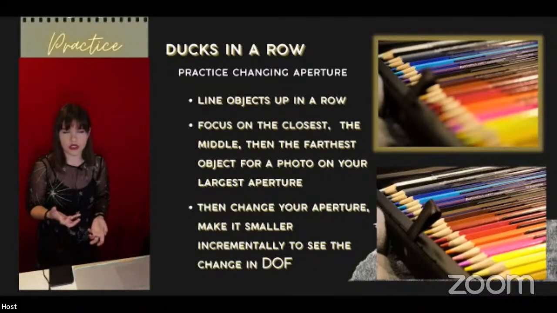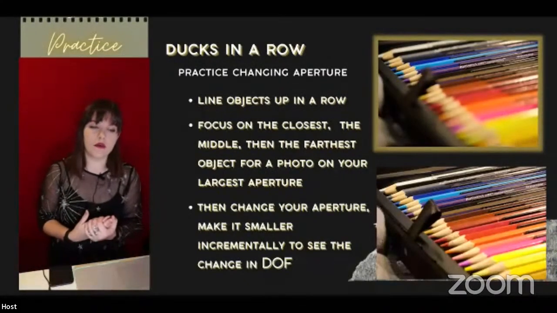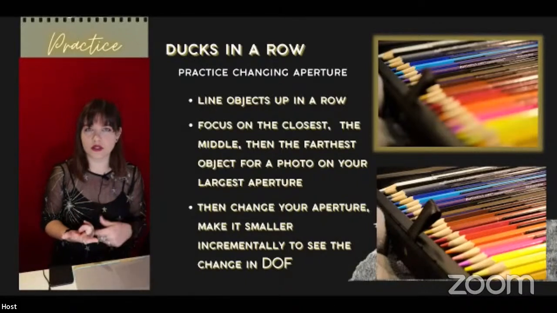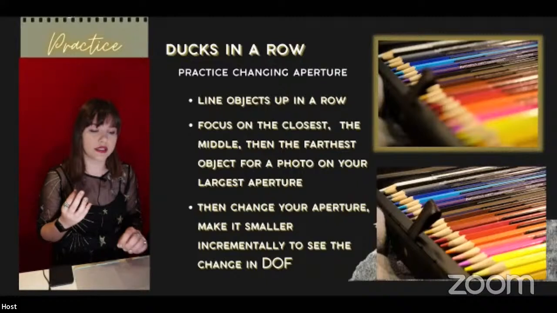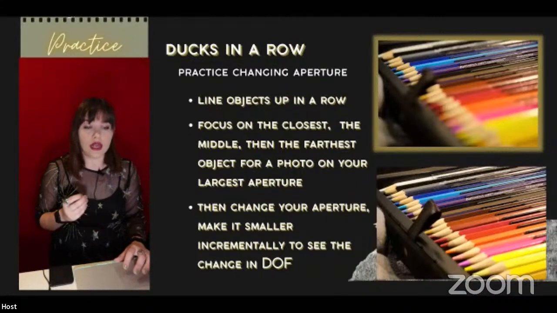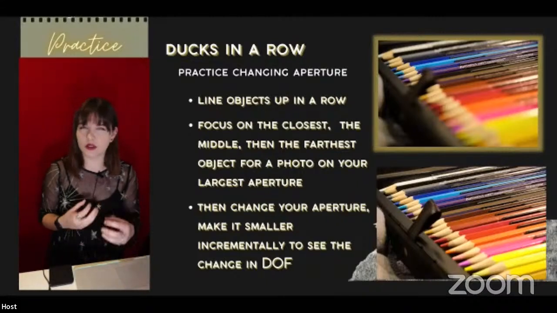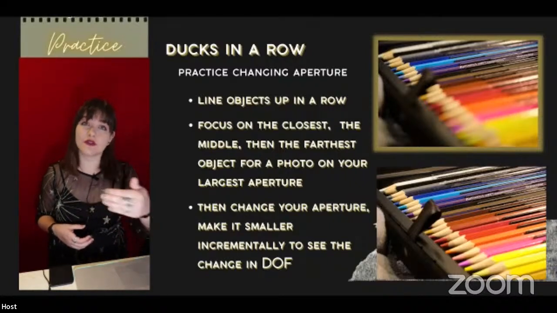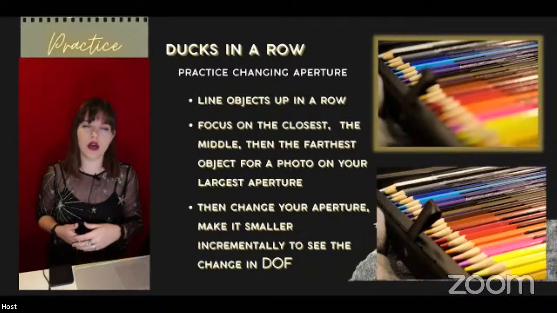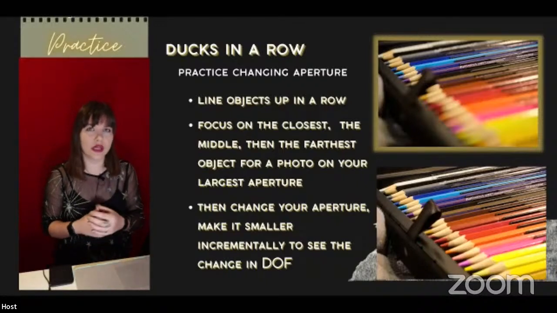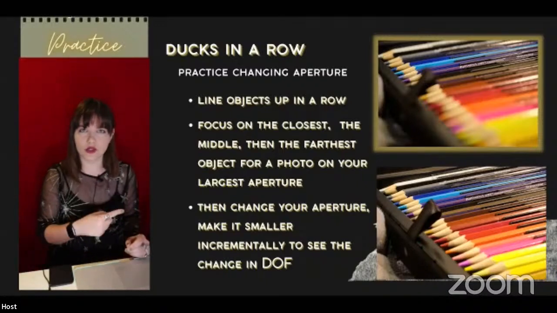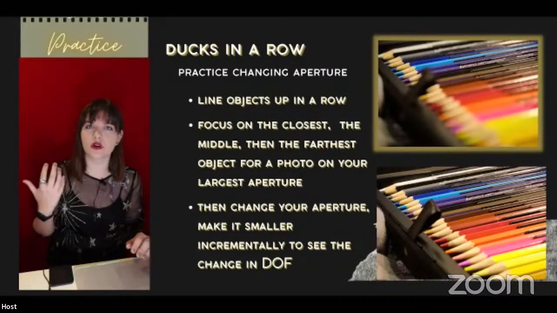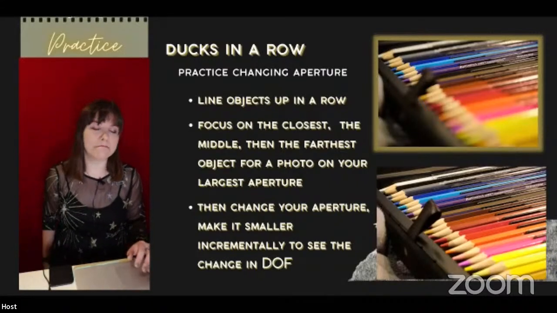So if you guys are interested in practicing, one exercise that I like to tell people to practice to really get down your aperture and depth of field is called ducks in a row. And the way you do that, you would pick different focal points in your image. It's really easy to see if you can get a bunch of the same objects, like this tray of colored pencils or crayons, or go find a fence with a bunch of posts.